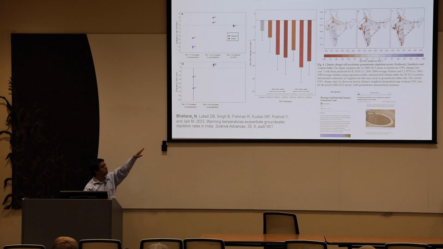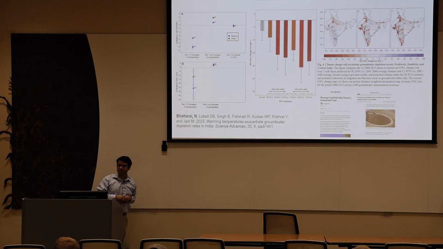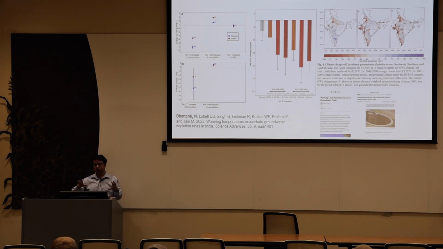And if you look at the figure on the right side there, the groundwater is declining mostly in the northwest region, right? But that will expand to other regions like the south, even central India. So in future, with warming temperature, those regions will also face groundwater depletion as well.